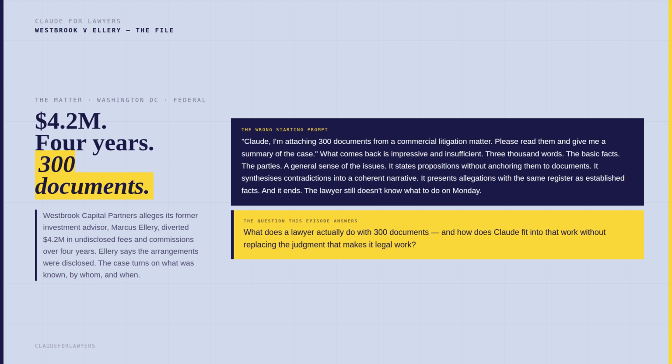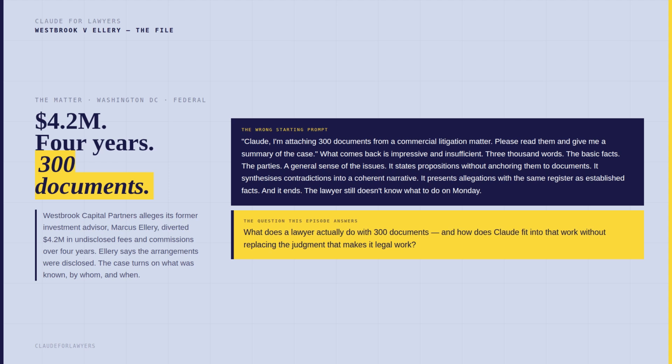The wrong starting prompt is, "Claude, I'm attaching 300 documents from a commercial litigation matter. Please read them and give me a summary of the case." What comes back is 3,000 words. The basic facts, the parties, the disputes, a general sense of what happened.